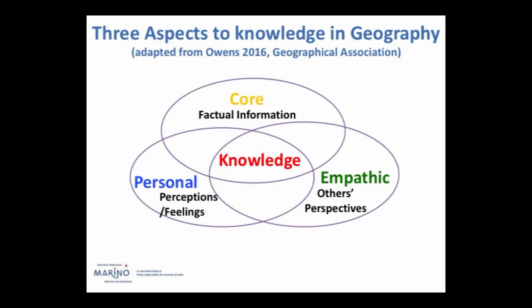And not me, but Paula Owens, who's a teacher educator in the UK. And she emphasises the 3 aspects to knowledge. In Paula's case, she's referencing geography, but I actually think it's far more relevant or widespread than that. We have core knowledge, the facts that we learn about something. But also, equally as important, is the perceptions or the feelings that we have about the place that we're studying, or the time or the people that we're studying. And as well, the empathic dimension, or being able to understand other people's perspectives, linking in with the history curriculum, I guess, but actually just also social and geographical understanding.